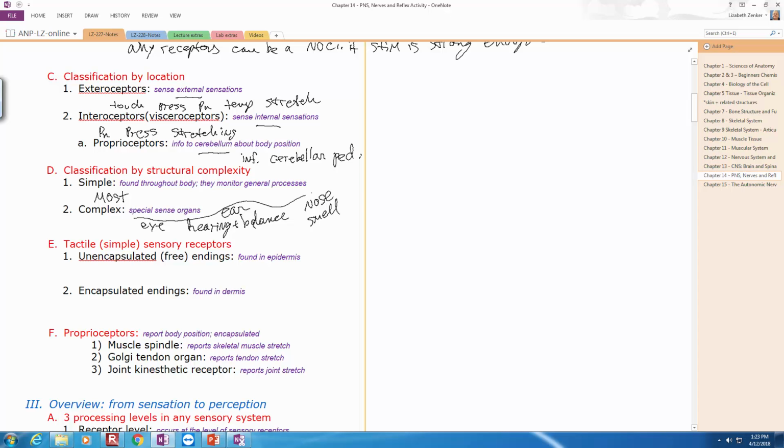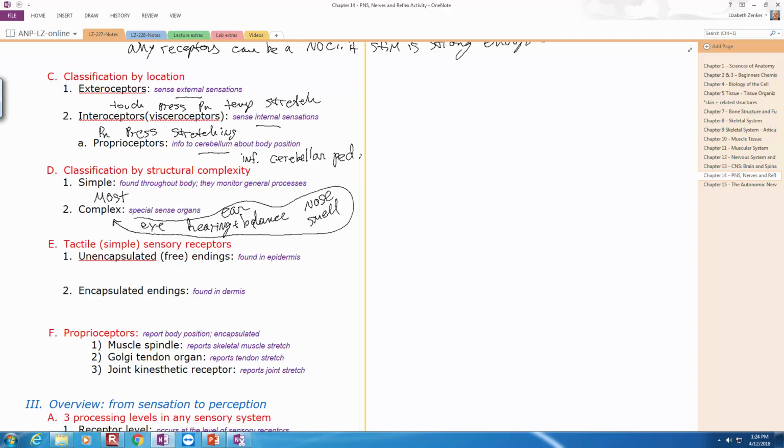Let me do this so that you know this all goes under complex. Okay. And again, these are not the majority. Simple is the most common one that you're going to note. So what else? What would be another name for a proprioceptor then? Let's review. It's right in front of you. Interoceptor. Yes, it's an interoceptor. All right.